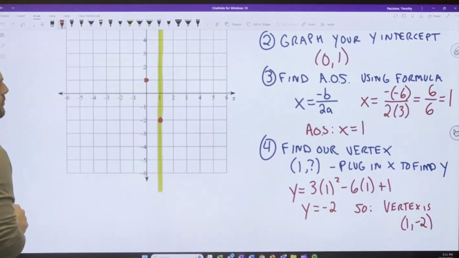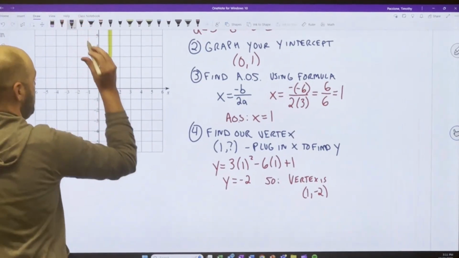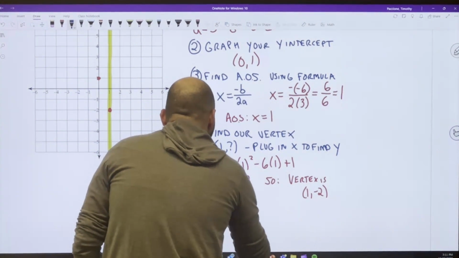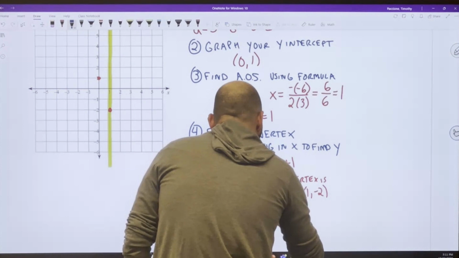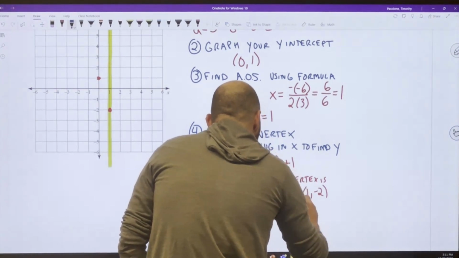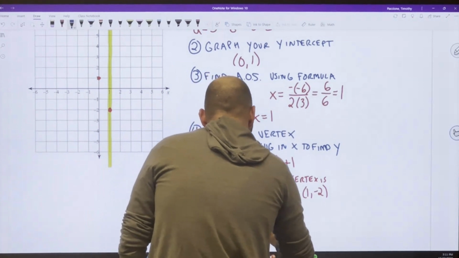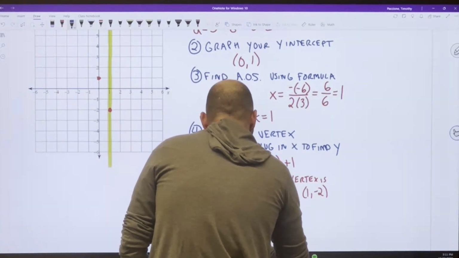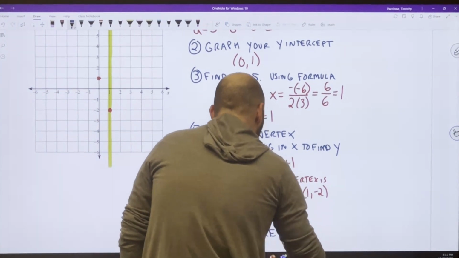Right here. Okay, remember we said if we just had our vertex, we'd be in good shape because we know our stretch, we know if it flips, right? So all we got to do to finish this thing, our last step, is add more points. And you can use your axis of symmetry to help, and you can use your stretch to help, right? You can use one, check with the other, right?